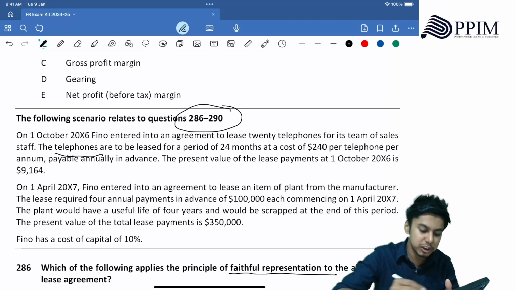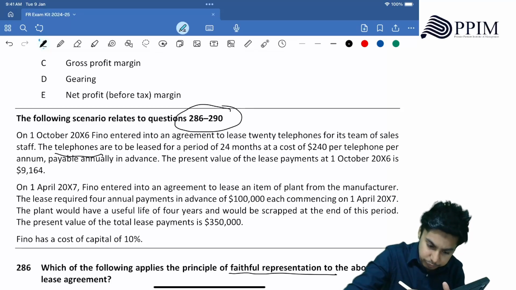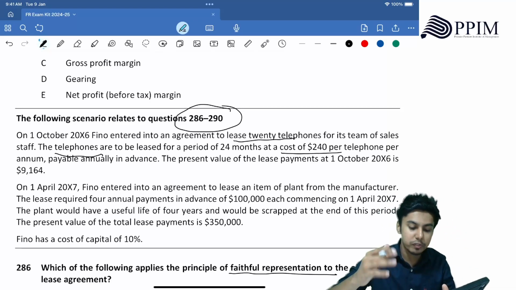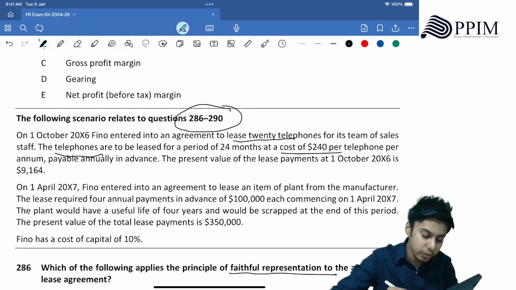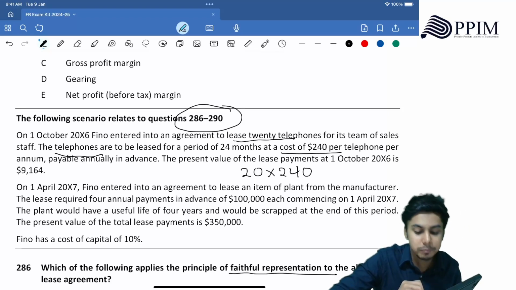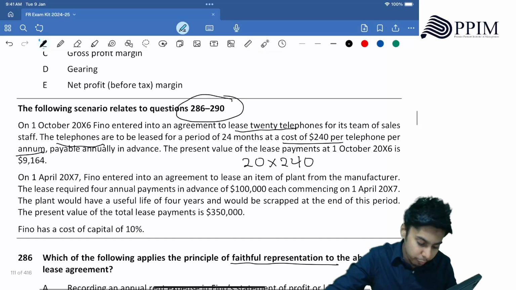So in this question, telephone is a low value asset. Now, what's the treatment? We are buying 20 telephones at a cost of 240 per telephone. So now, guys, what you should do is multiply. 20 telephones we are buying, one telephone is 240 per annum.